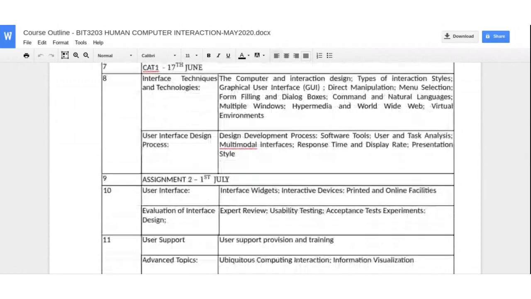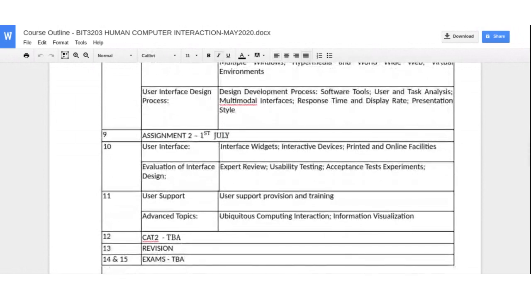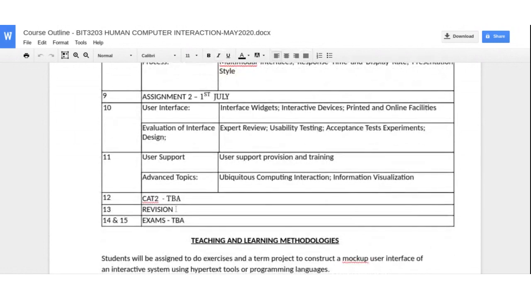Now, as we look at how things develop in this time of dealing with the coronavirus situation, the relevant department will be giving more information as to when the exams will be done, and also CAT 2, whether it will be done through the interaction between the students and the lecturer, with a common date and a face-to-face sitting. Again, that will depend on how the coronavirus situation improves and the government comes up with a way forward.